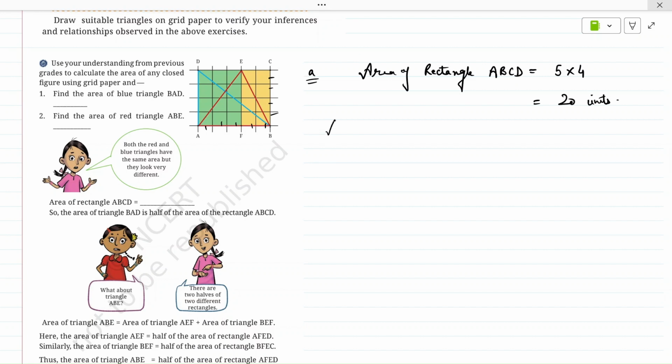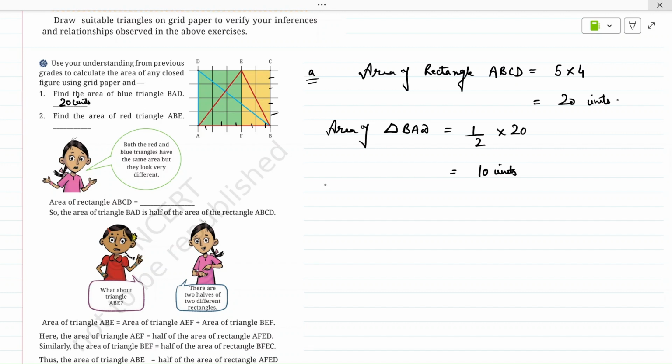Also, the area of the triangle, we represent the triangle with this sign. Triangle BAD is equal to half of the area of rectangle ABCD, that is half of 20, which will give us 10 units as the answer. So I'm writing here 10 units.